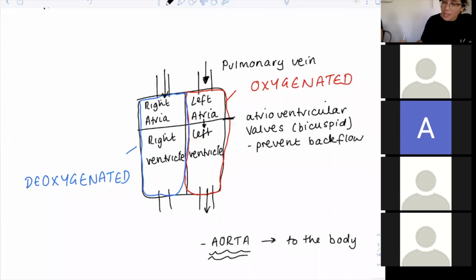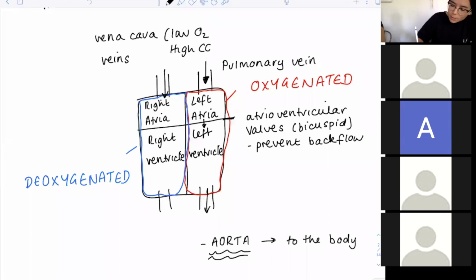What do we know about it? Well, we know it's going to be coming in via the veins. And what's the name of the main vein? It's the vena cava. So notice it's going to be low in oxygen, high in carbon dioxide. So the vena cava is simply a way of returning deoxygenated blood to the heart. So that deoxygenated blood enters the right atria. We have another contraction forcing blood into the right ventricle.